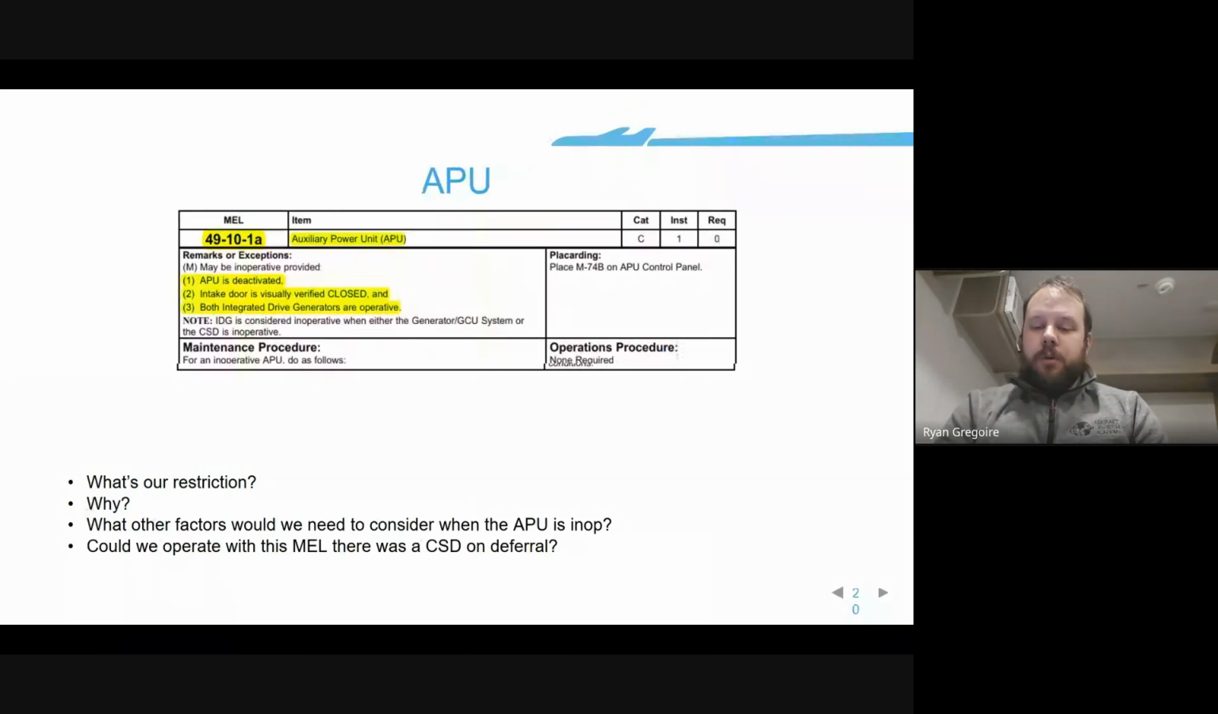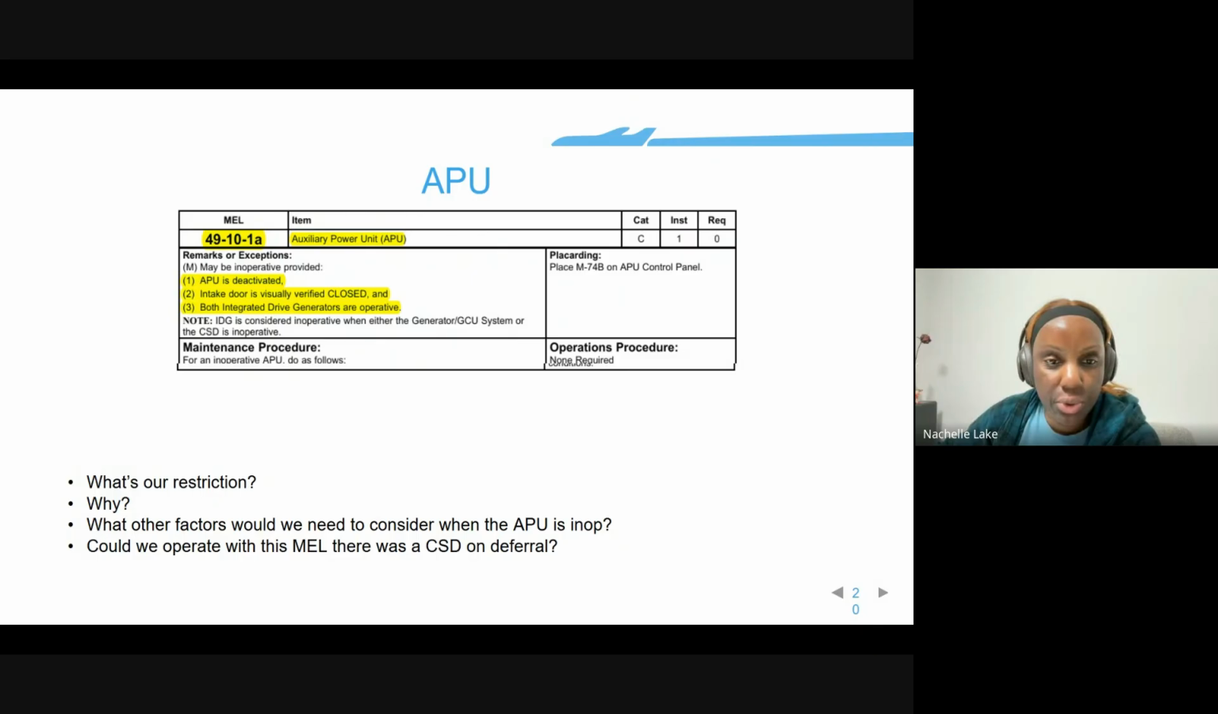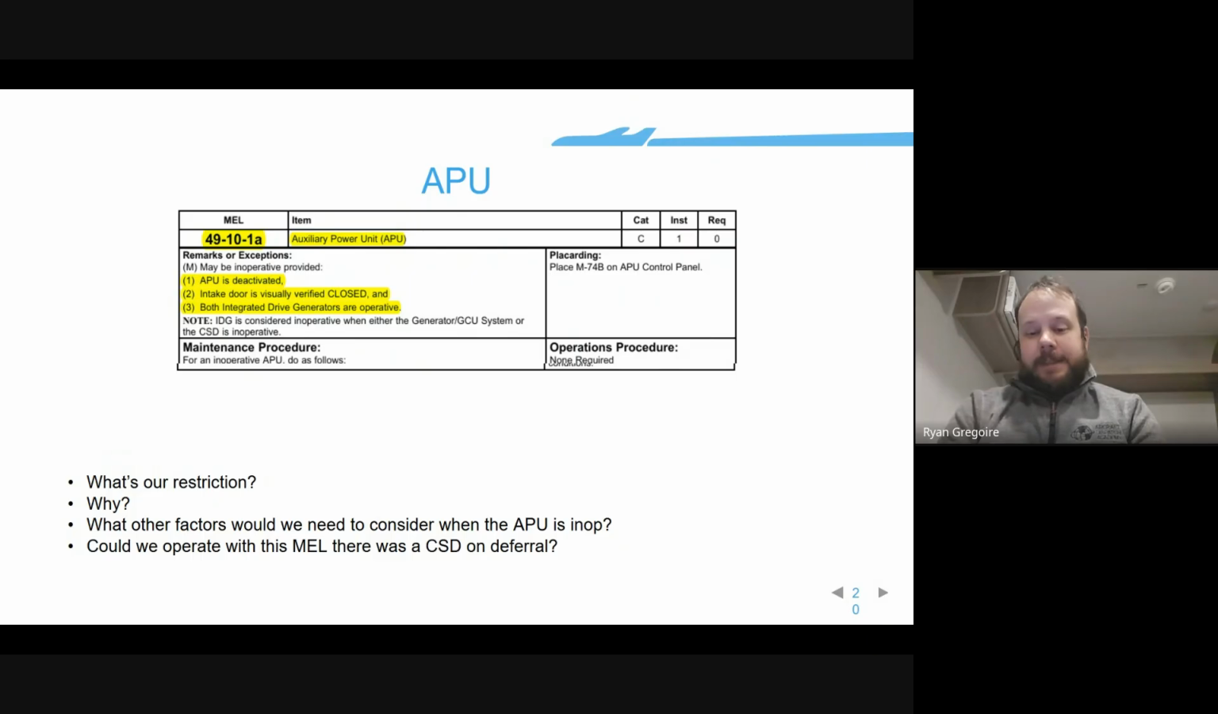All right, APU, our auxiliary power unit, APU MEL 49-10-1-alpha. Who can tell me how many are installed and how many are required? Michelle. 1 is installed, 0 is required. Very good. Yeah, we have one APU. We don't need it, per se.